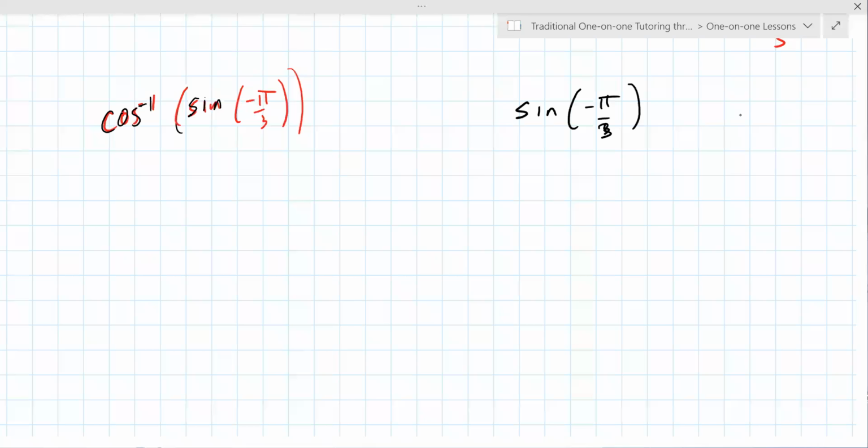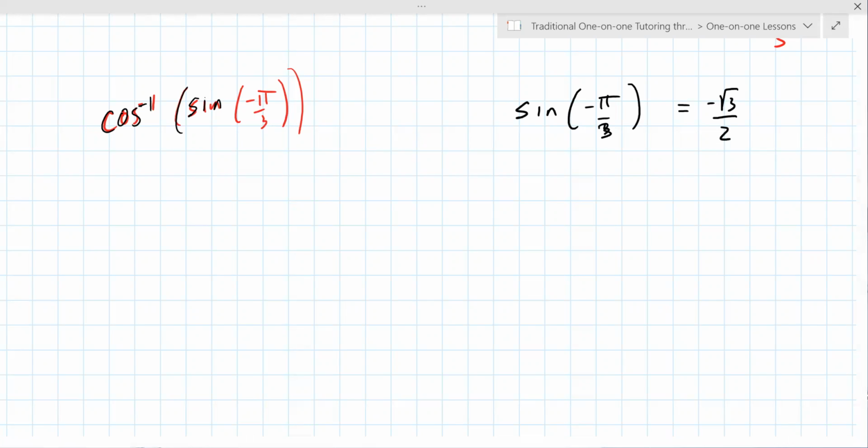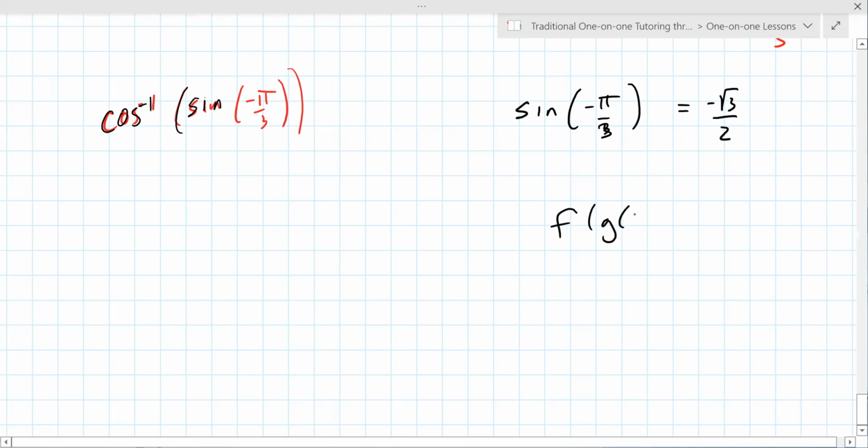It's root 3 over 2. Any other changes to that you want to make? Oh, negative. Yes, negative root 3 over 2. There you go. So that's kind of like this interior piece. Remember when you're doing composition f of g of x? That's like you just did the inner part here. So now it's the cosine inverse of minus square root of 3 over 2.